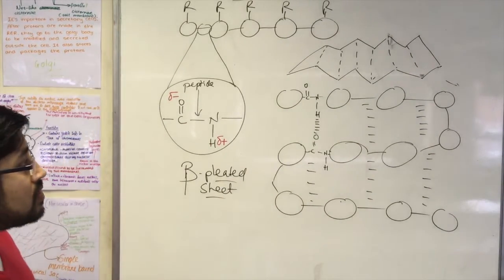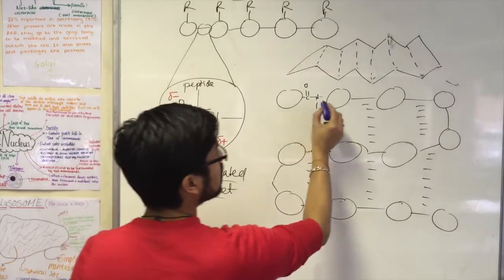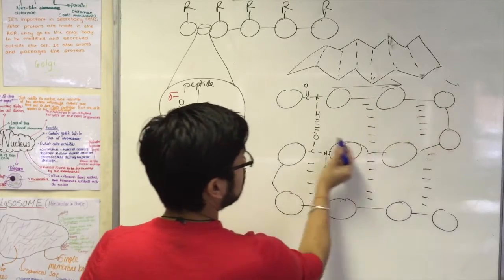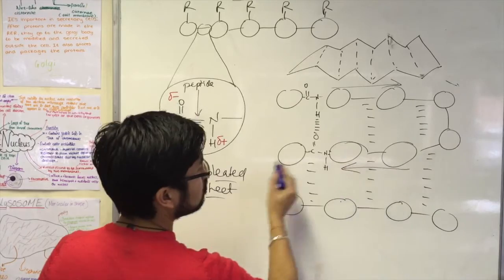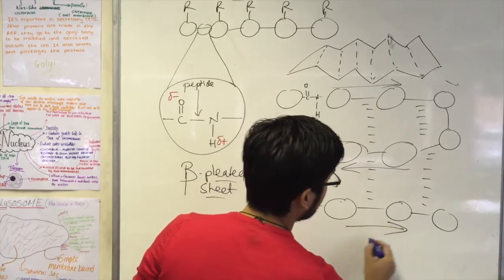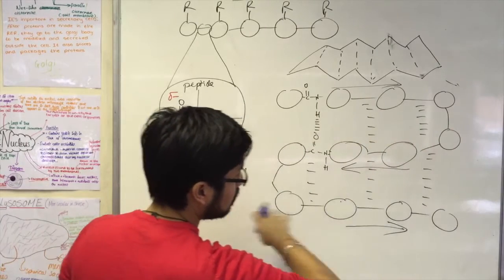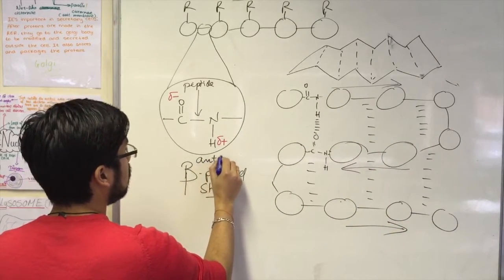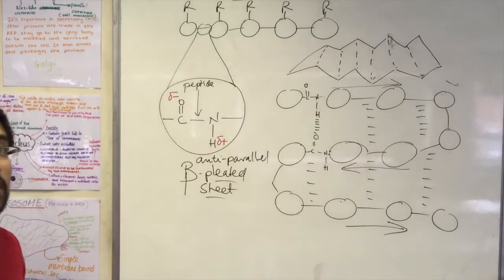Now there's two versions of this. This is called an antiparallel because if we follow the direction of the polypeptide, first it's going that way, then it's coming back that way. So if you follow the arrow around, it would be that way. And then if we went again that way, it would be that way. Okay? So that way, back, and back again. So that's why it's called an anti-parallel beta-pleated sheet.